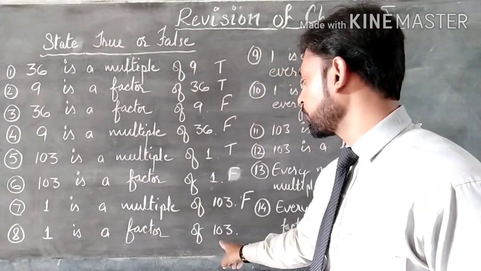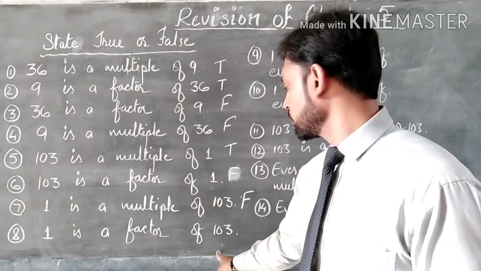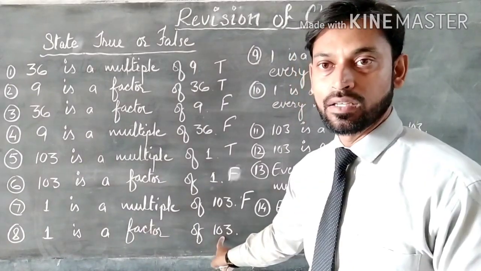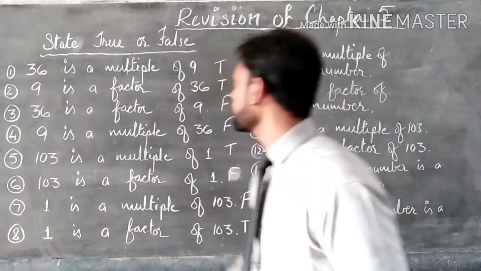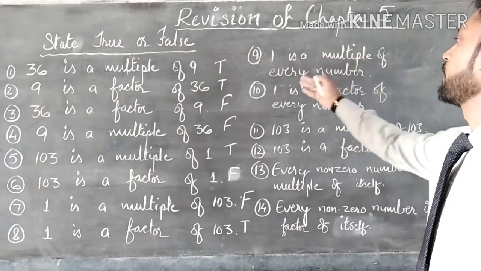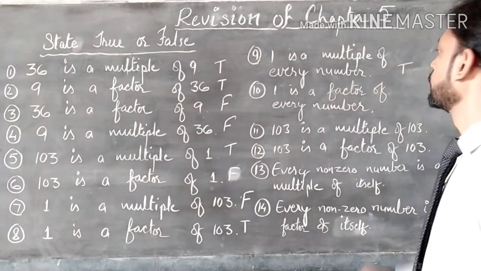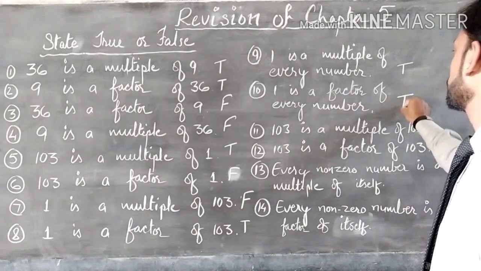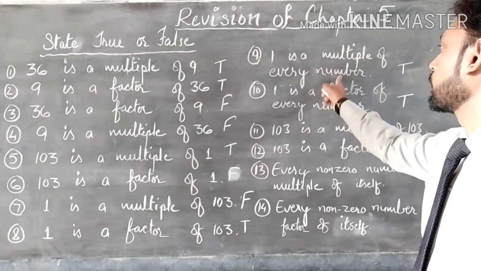Now 1 is a factor of 103. Always remember, factors are less than or equal to the given number. The given number is 103 and 1 is less, and 1 can divide 103 completely. So this is true. So we can get a conclusion: 1 is a factor of every number. True.